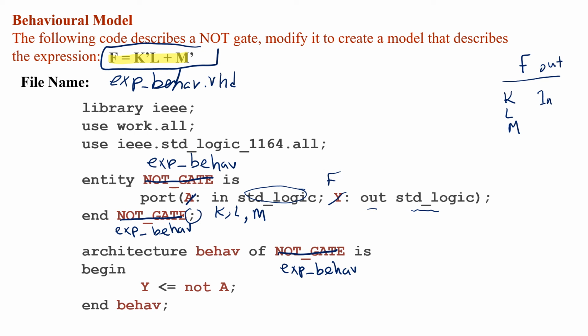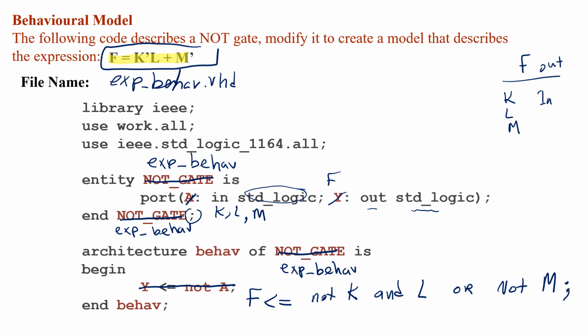Now the last thing we will change is, of course, the relationship between the input and the output in the architecture. So this will be simply F is assigned a value equal to not K. The expression says F is equal to not K and L or not M. So not K and L, or not M. Semicolon.